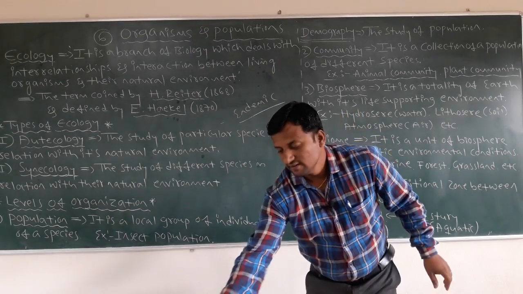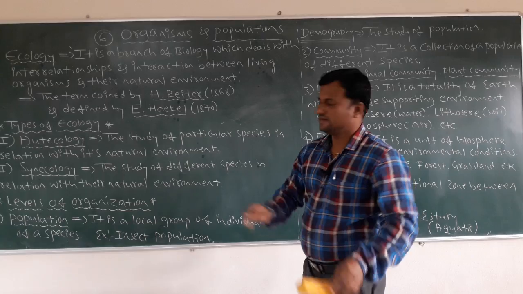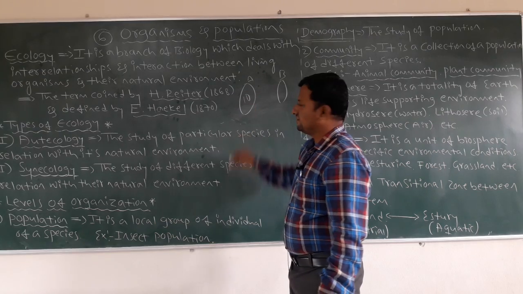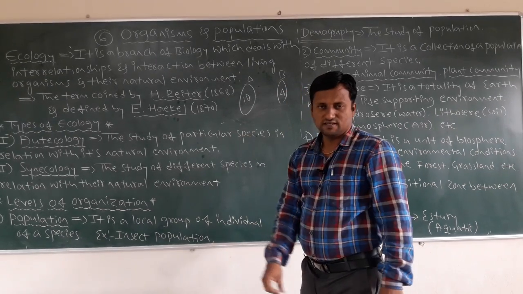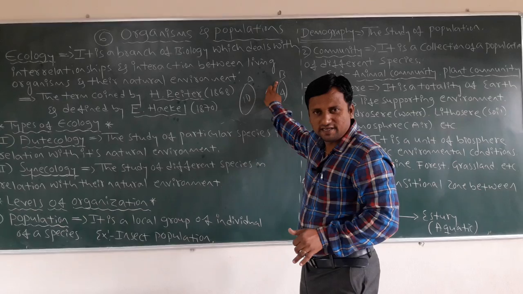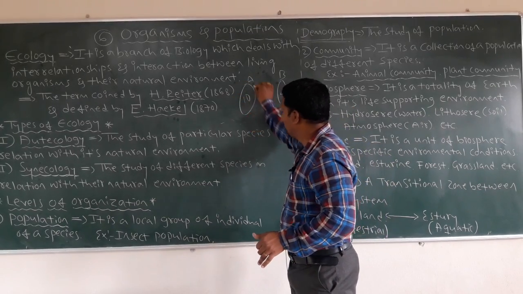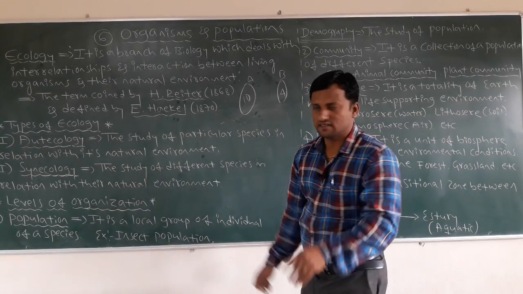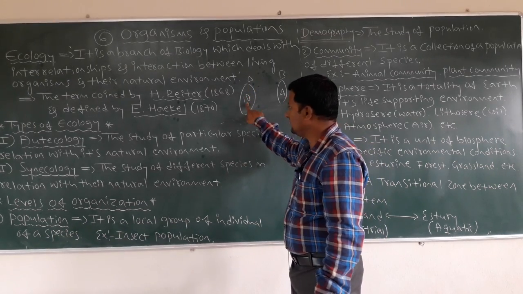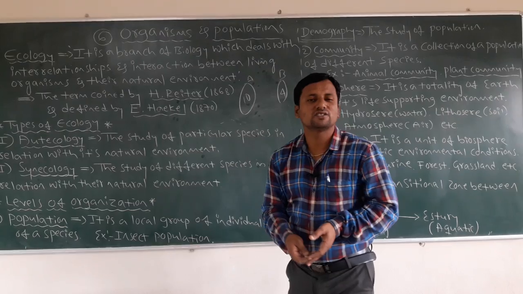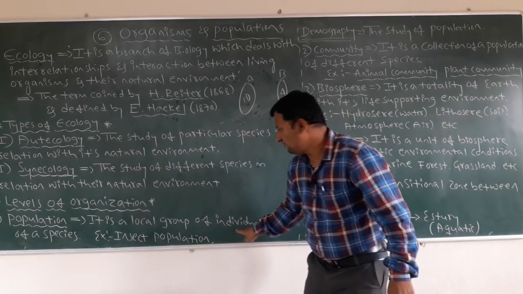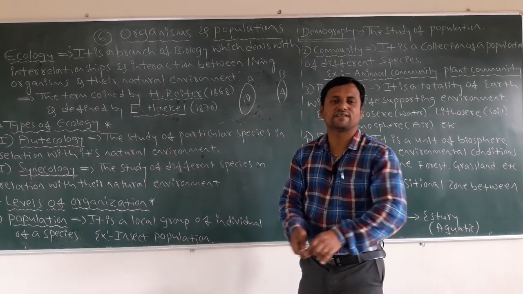Suppose in one community, this is community A and this is another community B. In A there is a species of 10 and in B there is a species of 4. Then you must consider that the population is increasing in A and decreasing in B. So the 10 is the population of A, and the 4 is the population of B. It is a local group of individuals of a species, and that is what we call a population.